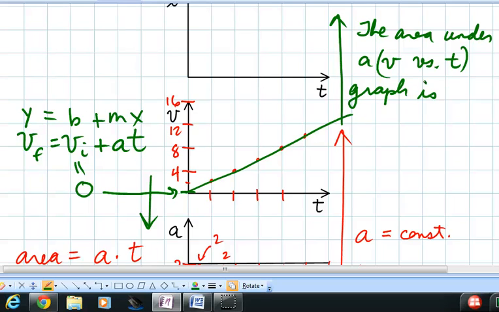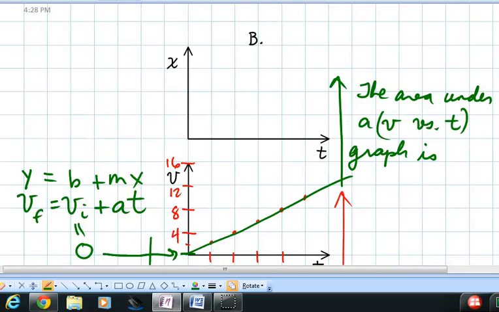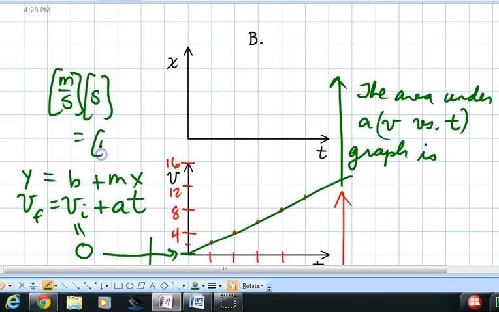Alright, did you guess? Well, if you couldn't figure it out, again, unit analysis comes to the rescue. Meters per second for velocity, seconds for time is going to give us meters, which is the unit of displacement. So the area under the velocity versus time graph is displacement. I should probably rewrite that as the, so you don't think acceleration. How does this play out?